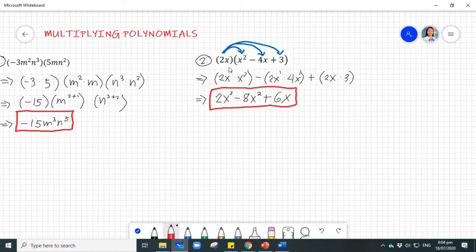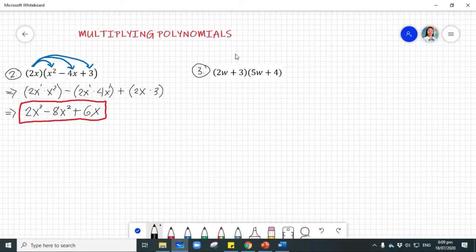Basically, if you're going to multiply monomial times binomial, you will have the same process. Okay, now let's move on to our third example. This is binomial multiplied to binomial. 2w plus 3 multiplied to 5w plus 4. So in this one, we're going to use the very famous FOIL method. FOIL means first, outer, inner, and last terms.